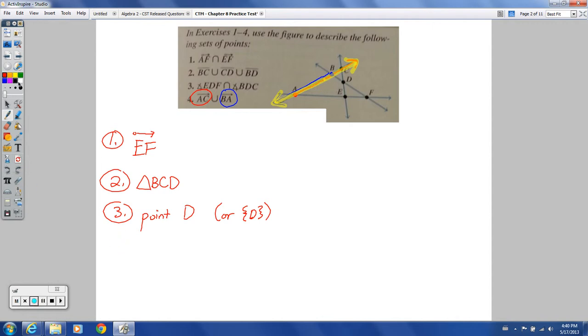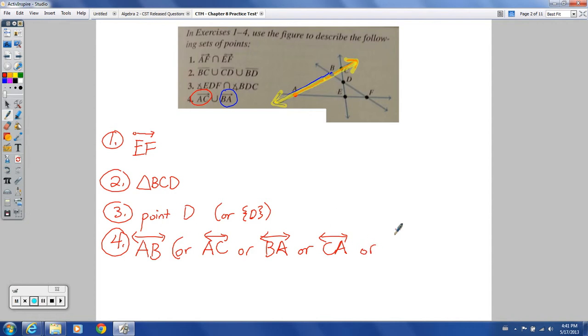So this answer would be line AB. You could put the line symbol above it like that. It looks like the book says line AC, which is the same line. So line AC would work. Or you could also say line BA or line CA. We can flip-flop the order of the letters with lines. You could even say line BC or line CB.